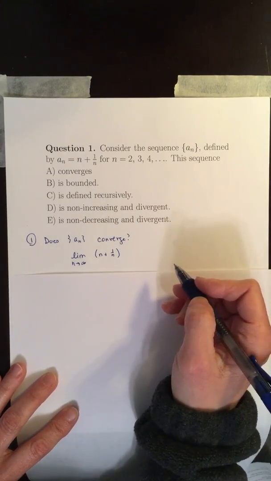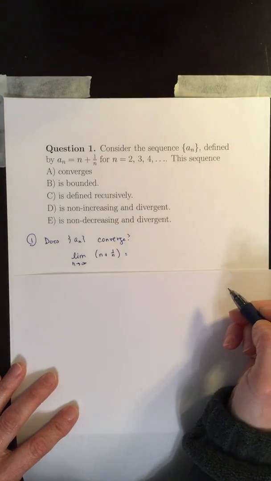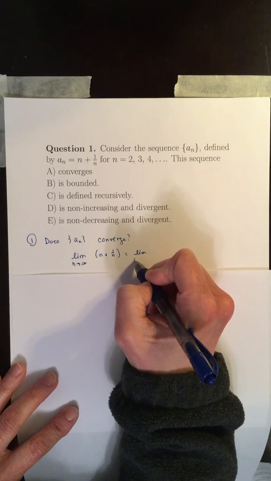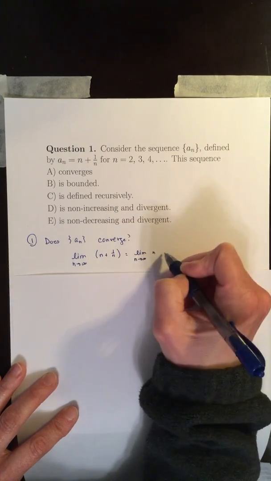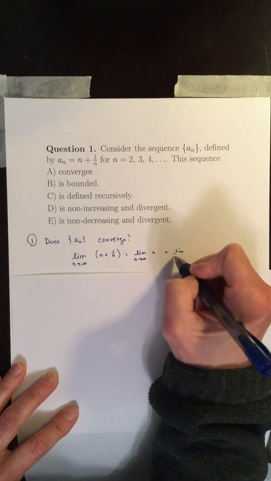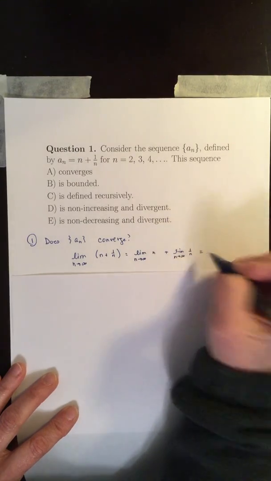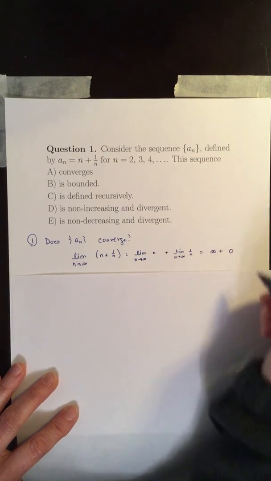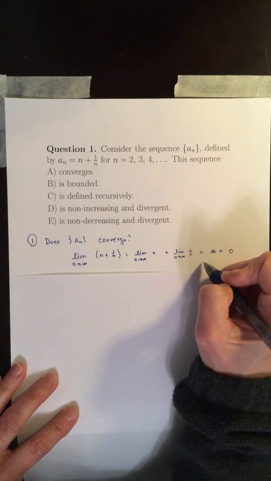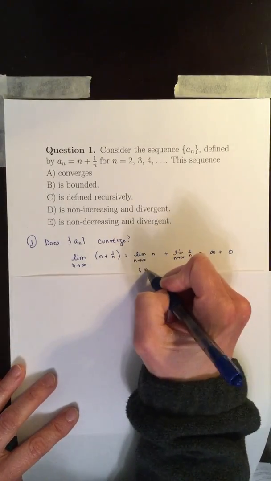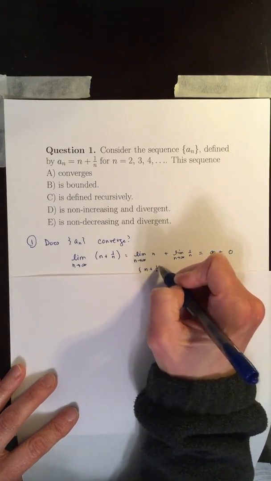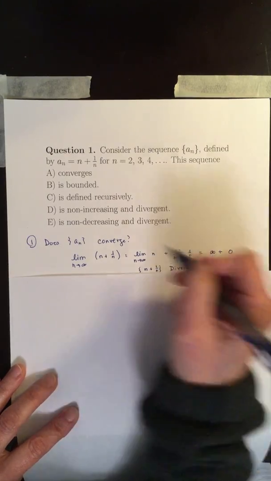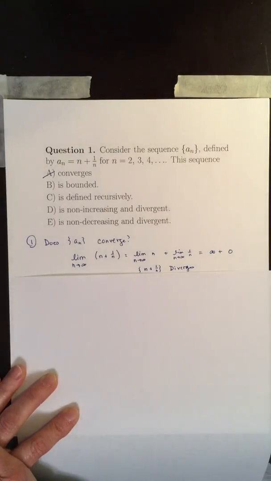does that limit exist? Well, knowing our properties of limits, I can say that the limit of a sum is the sum of the limits, so I can take the limit as n goes to infinity of n plus the limit as n goes to infinity of 1 over n. And we know that this is infinity plus 0. So therefore, we know that the sequence n plus 1 over n diverges. So we can eliminate choice A.